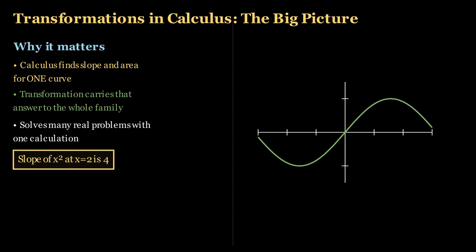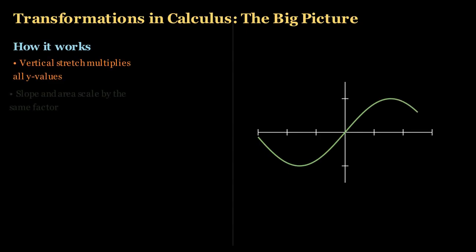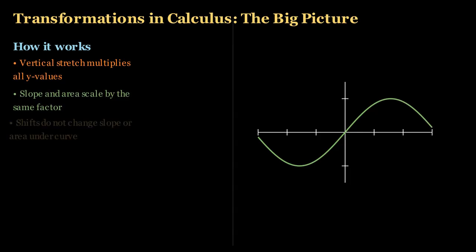A vertical stretch, like multiplying a function by 3, makes every point 3 times taller. Imagine a tiny right triangle under a tangent line. Stretching the graph vertically also stretches the triangle's height 3 times, but its width stays the same. Since slope is rise over run, the slope also triples. For area, think of summing many thin rectangles under the curve. If every rectangle's height is tripled, the total area triples too.